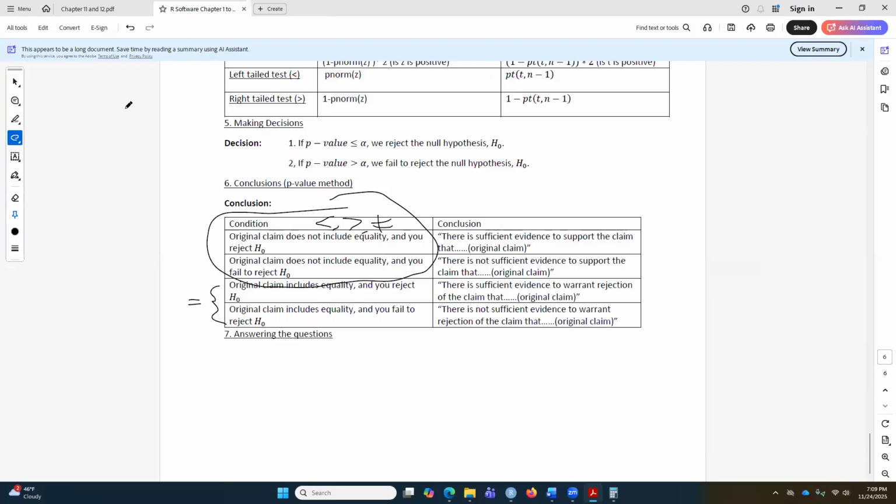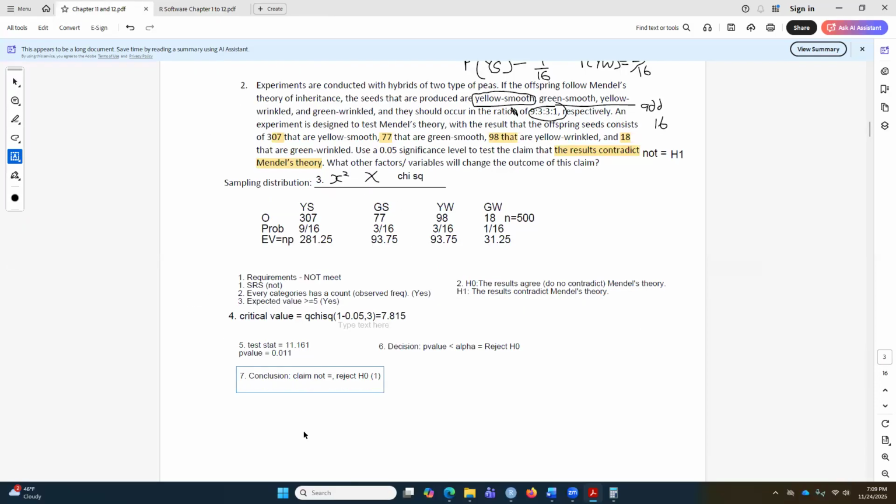There is sufficient evidence to support the claim. So this conclusion will be there is sufficient evidence to support the claim. I just want to point out to you that it can be that way because of the not equal. Supporting that, you then just write down the claim statement, the results contradict Mendel's theory. So if you write this, that means that yes, Mendel's theory is wrong.